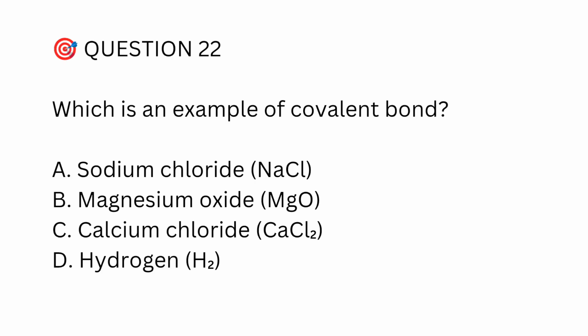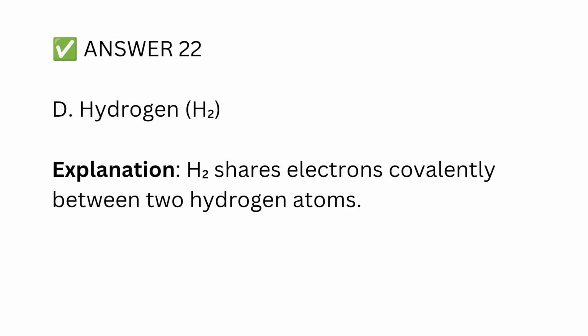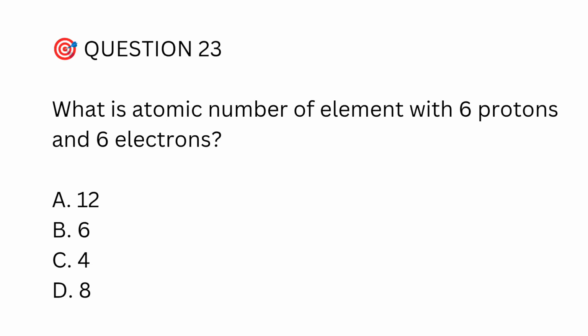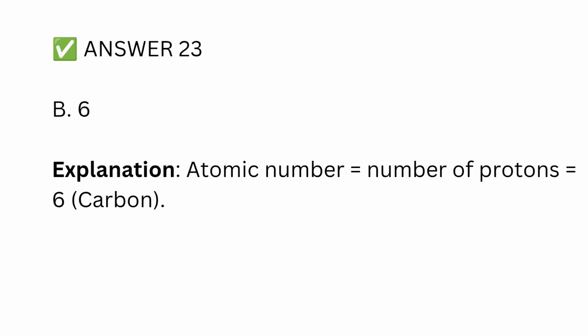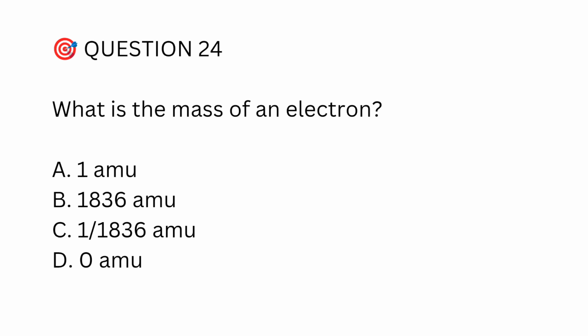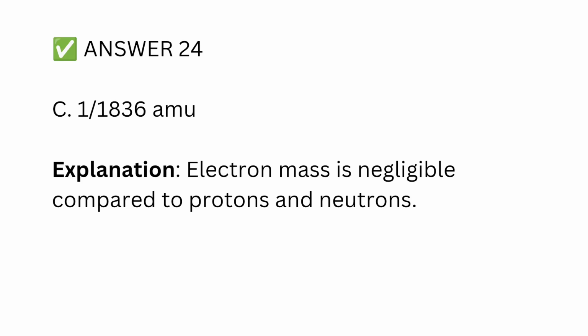Which is an example of covalent bond? The answer is option D, hydrogen. What is atomic number of element with 6 protons and 6 electrons? The answer is option B, 6. What is the mass of an electron? The answer is option C, 1 upon 1836 AMU.